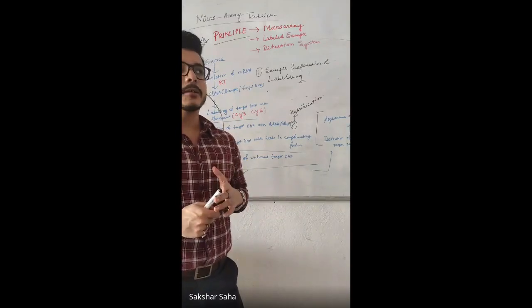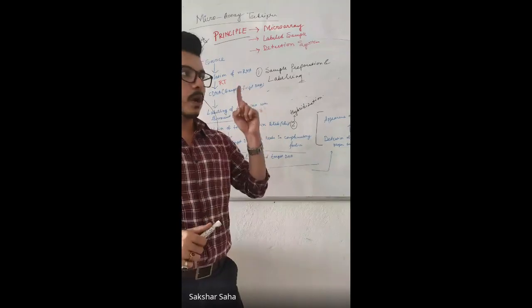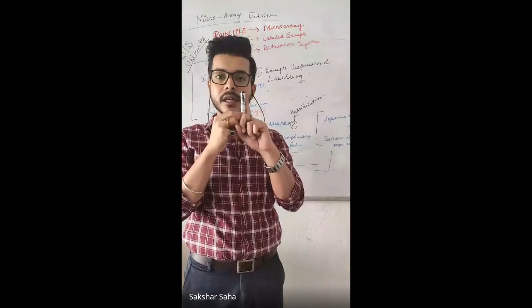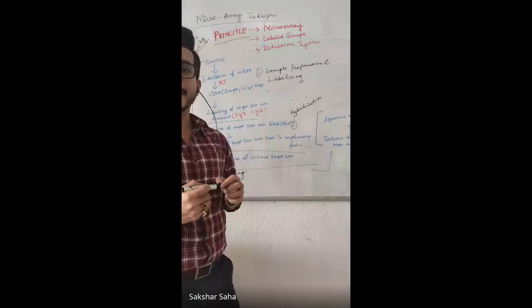Hybridization means conjugation of two complementary DNA strands. Like one strand, another strand, when they are connected and make a double helical structure, that is called hybridization. So that becomes the microarray labeled sample.